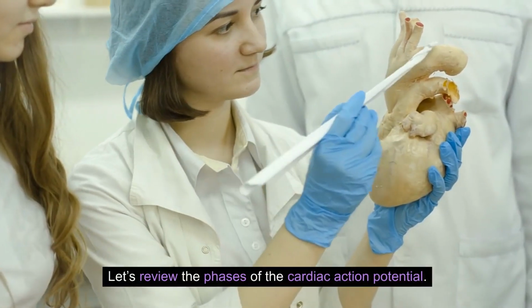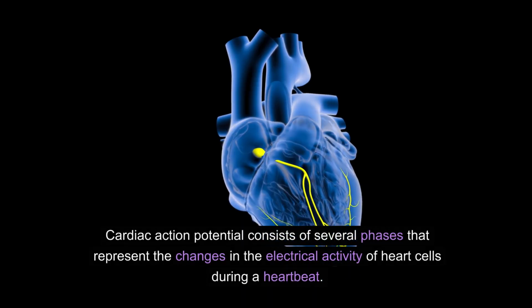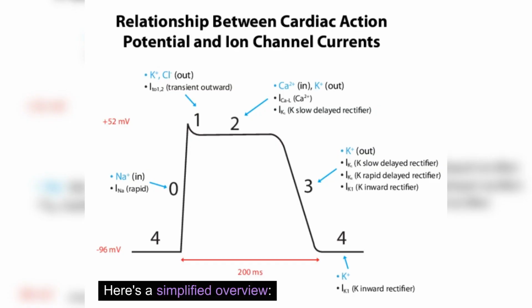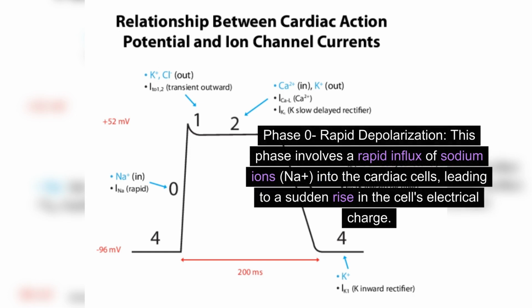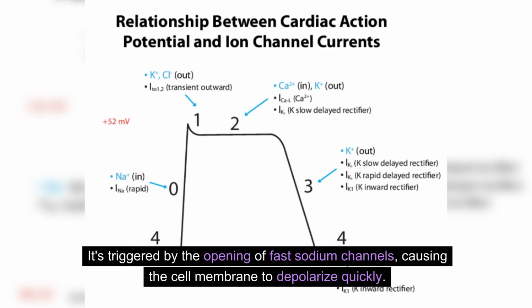Let's review the phases of the cardiac action potential. Cardiac action potential consists of several phases that represent the changes in the electrical activity of heart cells during a heartbeat. Here's a simplified overview. Phase 0, rapid depolarization. This phase involves a rapid influx of sodium ions, Na+, into the cardiac cells, leading to a sudden rise in the cell's electrical charge. It's triggered by the opening of fast sodium channels, causing the cell membrane to depolarize quickly.